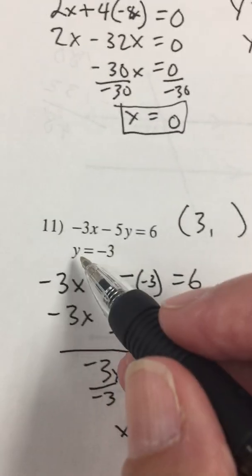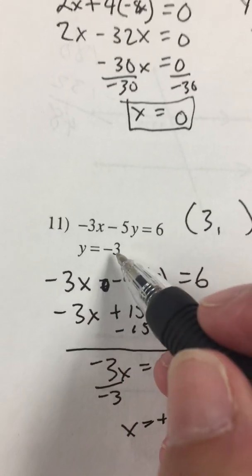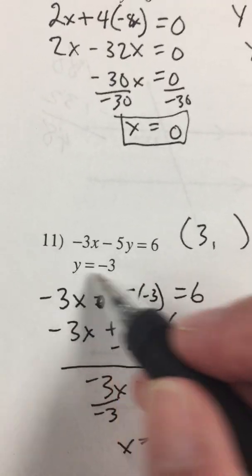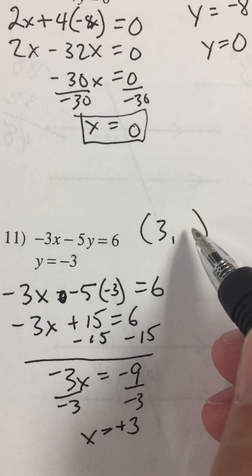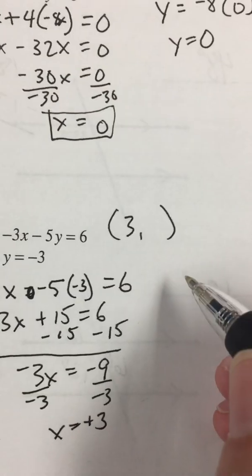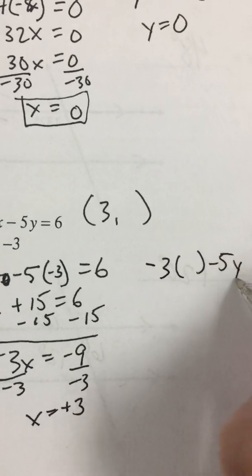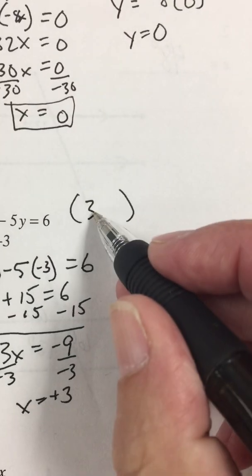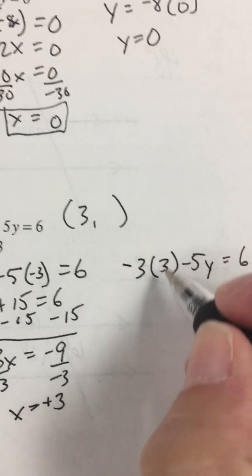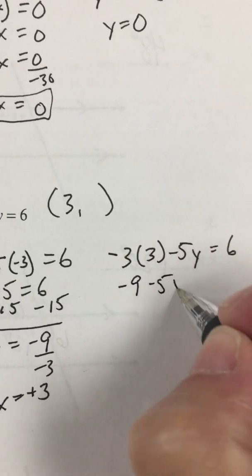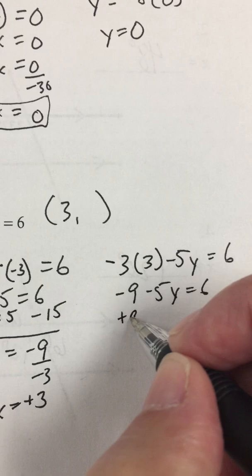And again, I can't really plug it into this one because, and if you think about this, y is negative 3. So if you want to, you could plug it in right now. We know y is negative 3. But if you want to do it in the other one just to see how it works, negative 3 times the x minus 5y equals 6. So if I want to just double check it, 3 is my x. That gives me a negative 9 minus 5y equals 6. Add 9 to both sides.